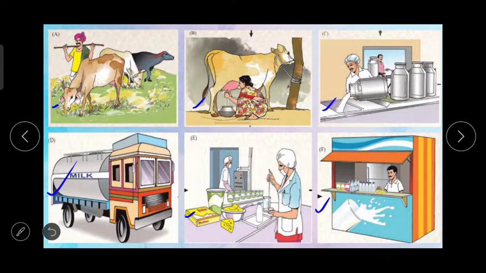First question, what are the cows and the buffalo in picture A doing? Observe the picture and try to answer this question. Then second question, what is being obtained in picture B? Very simple questions, and it is very easy to answer these questions by observing the picture. Just by looking we can know the answer. Then third one, what is happening at the milk collection center in picture C?